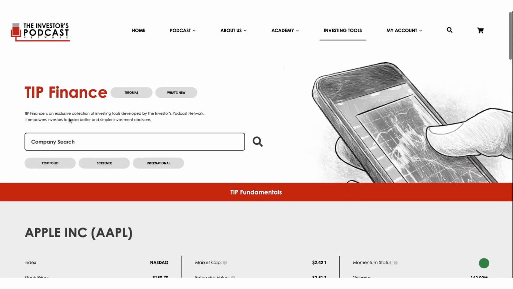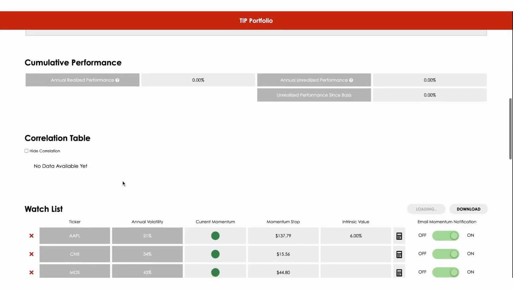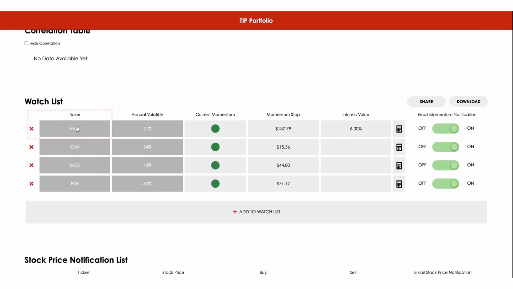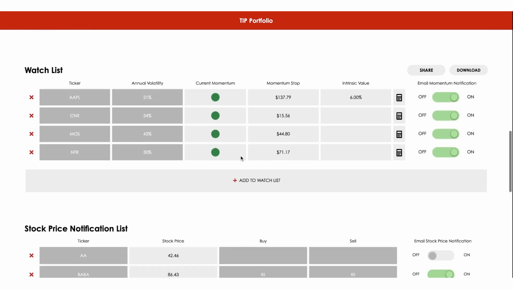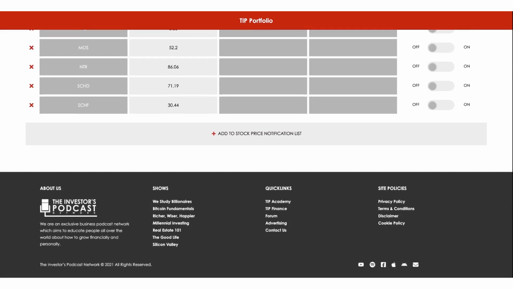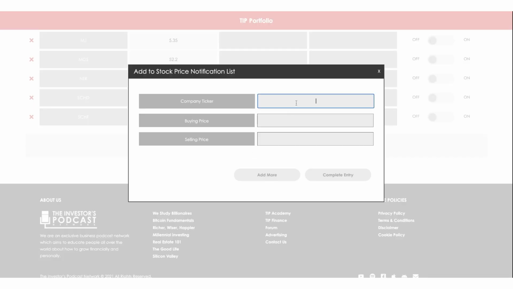How will we know when Apple stock gets close to our intrinsic value target? Well, we can go on over to the portfolio section and we'll want to add Apple to our watch list. I've already done this here. And then we can just scroll down to the price notifications and we'll want to add Apple. I'll start by inputting the company ticker and the buying price of $107. If Apple stock hits this price, I'll get an email notification and then I can make sure I buy as many shares as I'd like to.